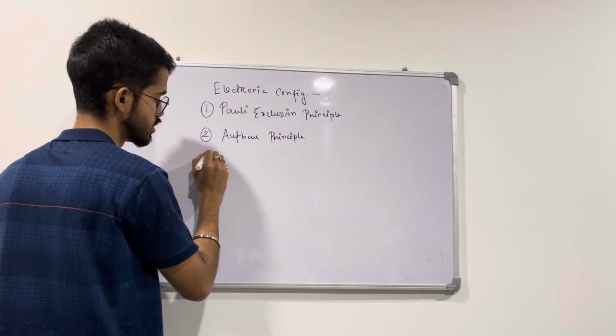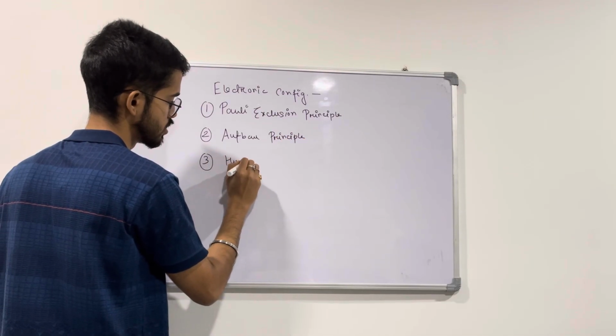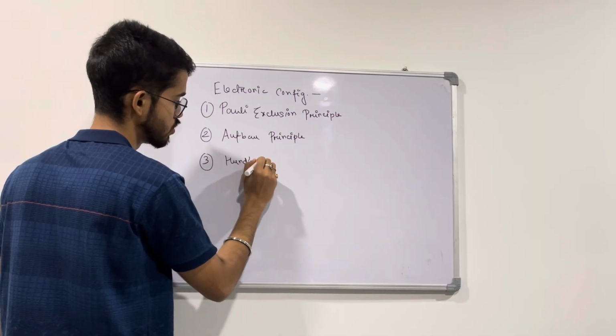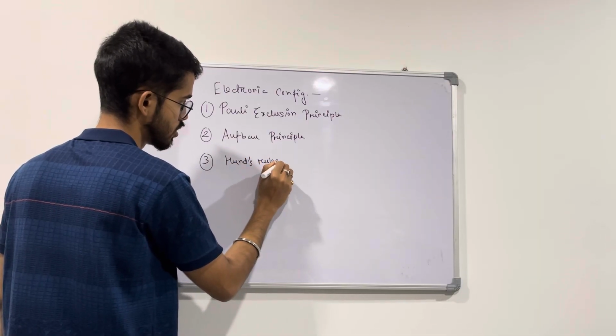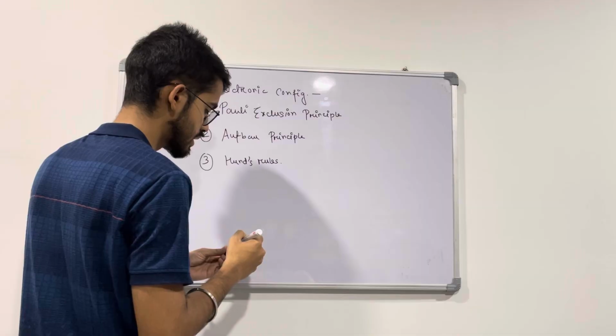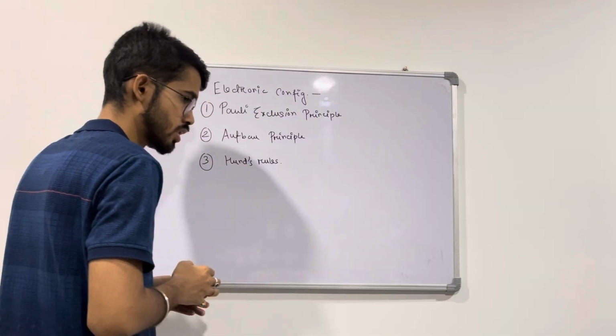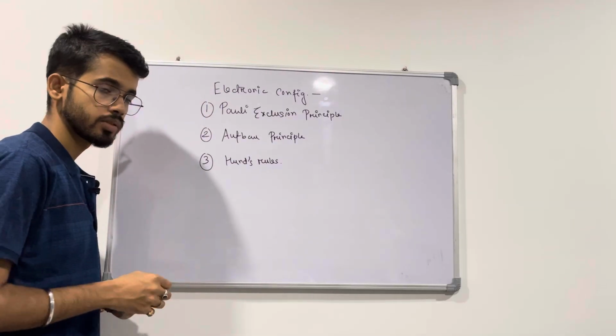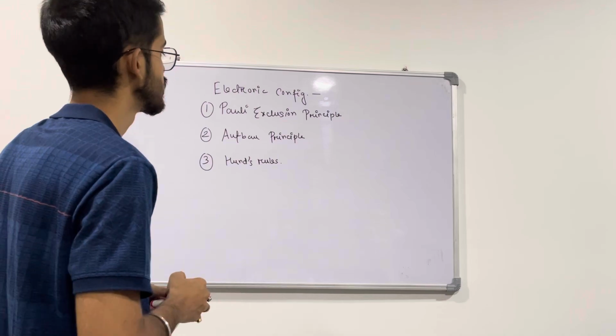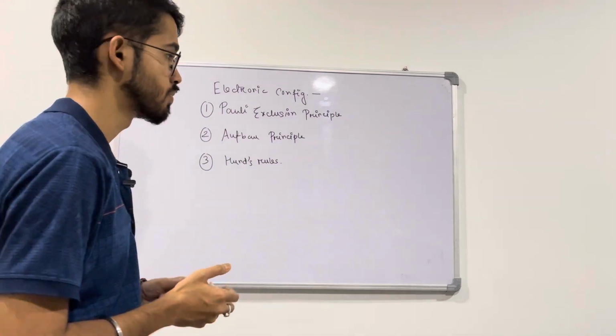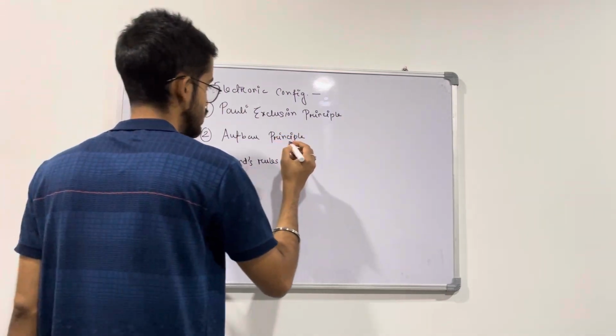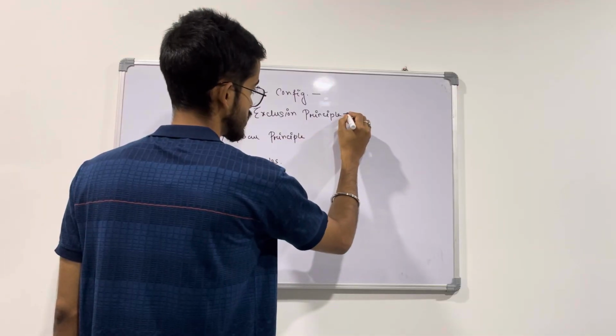And the third is your Hund's rule. So these rules or principles must be clear before writing any electronic configuration. These 3 rules are very important. So at first, Pauli exclusion principle.